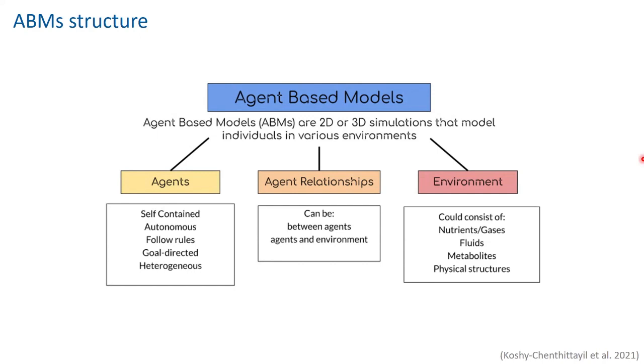So agent-based models work in 2- or 3-dimensional simulation spaces that have agents that are self-contained and autonomous. They have rules that they follow, upon which they decide how to act. So they want to reach a goal, and agents can be heterogeneous, so they differ in their states or rules or internal states. Then they have relationships, so they interact between themselves and with the environment. And we have an environment which can consist of several things that the agents want to pick up or use, and they can also often modify their environment.